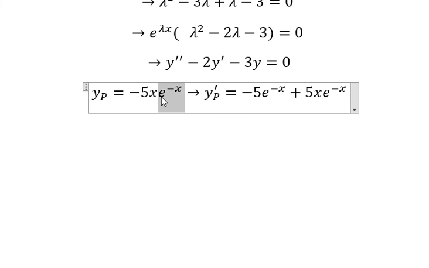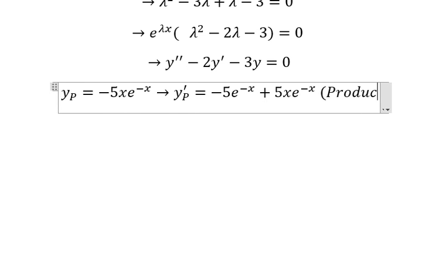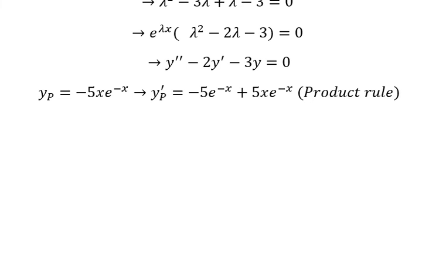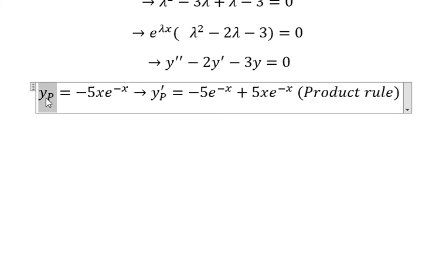We do the first derivative of e to the power of negative s. We have like this. Because we have the negative with negative in here, we have positive. So this is about the product rule of derivative. Now we go to the second derivative of yp.